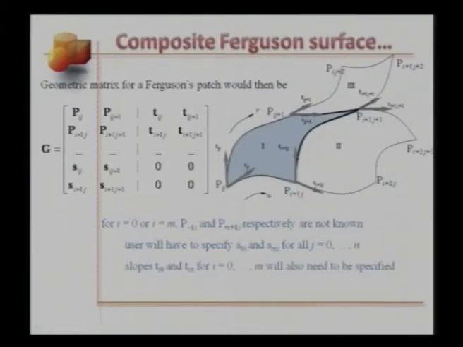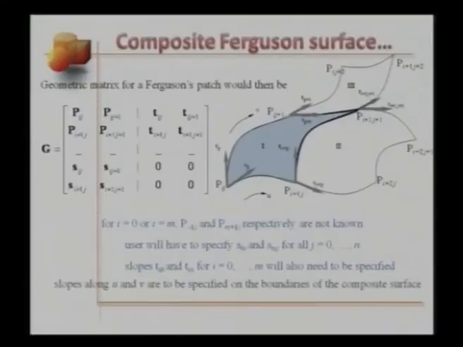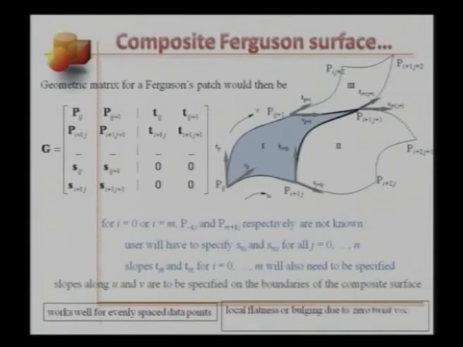Likewise, slopes Ti0 and Tin for i going from 0 to m will also need to be specified. In summary, slopes along the u and v parametric directions are to be specified on the boundaries of the composite surface. Now, this model works well for evenly spaced data points, but local flatness or bulging due to zero twist vectors, which are these here, happens to be a problem.